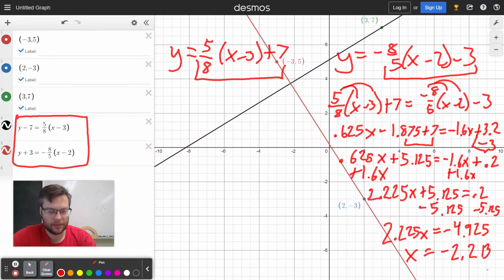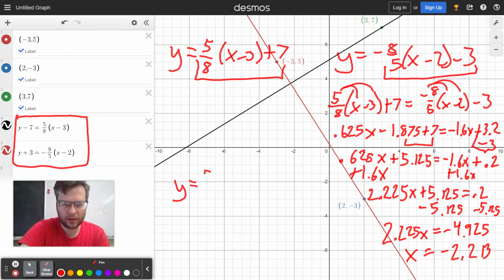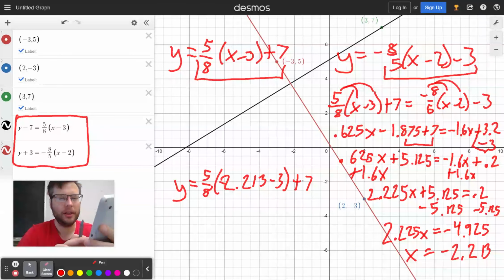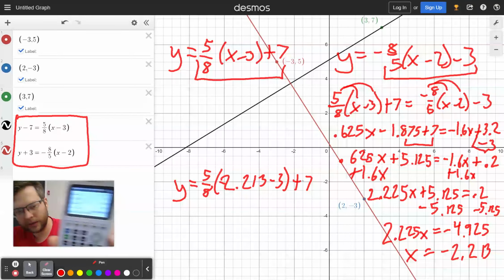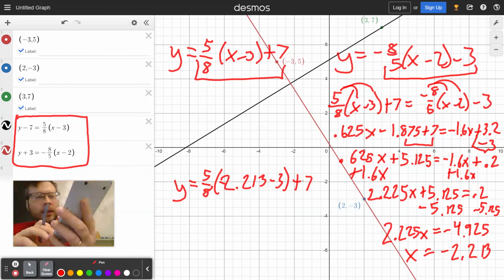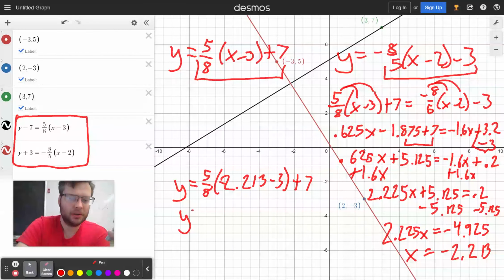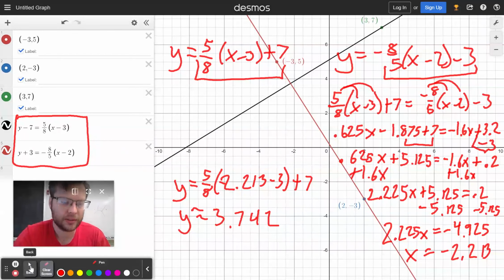Once you have the x value, you can plug it back in to either one of your original equations to find the y value. I'll just use the equation on the left. So the y value is 5/8 times x, so negative 2.213 minus 3 plus 7. You can type that all in as one line. Calculator can look like that. Hit answer, and I get a y value of approximately 3.742.